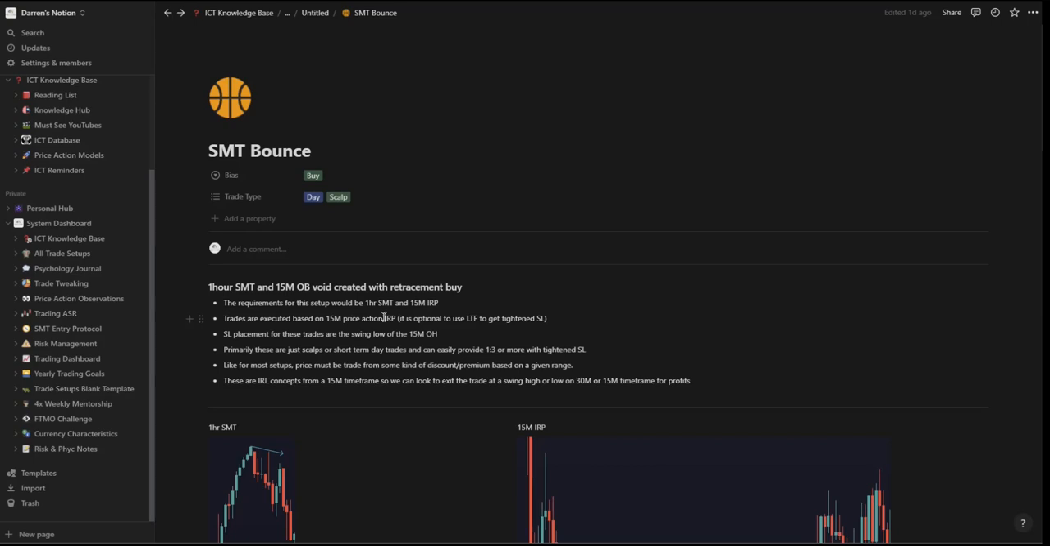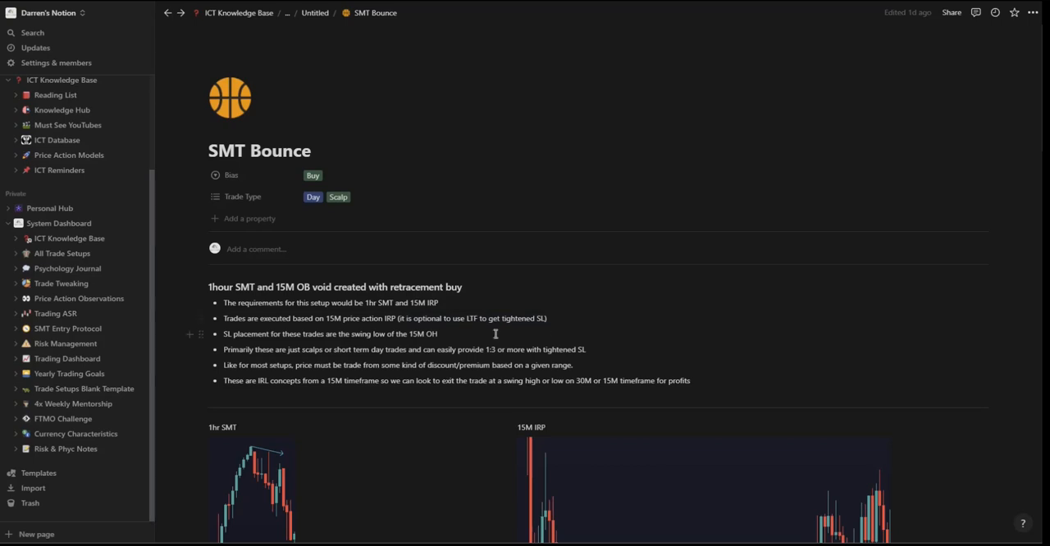It's a really simple setup. It happens at least once a day. You can't catch all of these trades, but the more price action you learn, the better you'll become. Trades are executed based on the 15-minute IRP, and it's optional to use a lower time frame to get a tightened stop loss. If you're using a 15-minute time frame, let's say a 10, 15 pip stop loss, but if you use, say, a 1 minute, maybe you can shave off 5 pips, 8 pips, I don't know. The lower you go, the more you'll potentially shave off the stop loss, and that increases your risk reward.